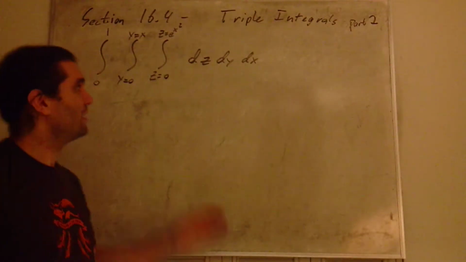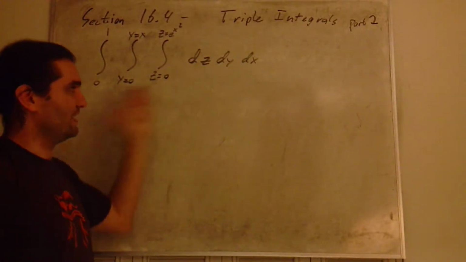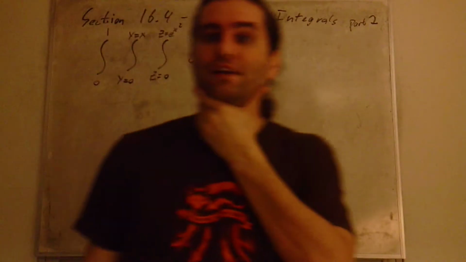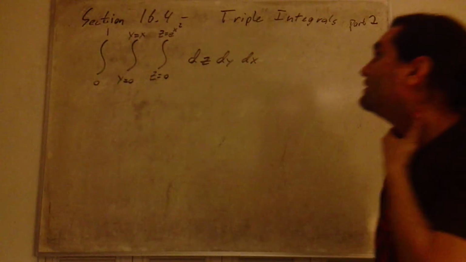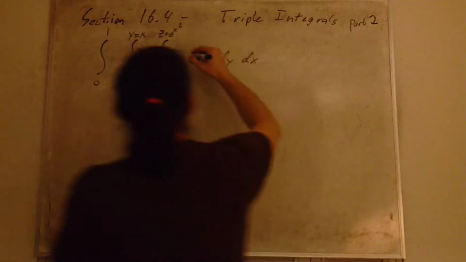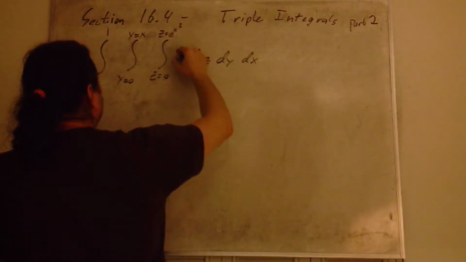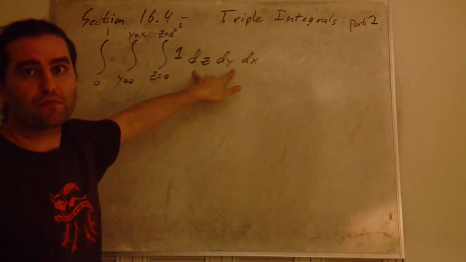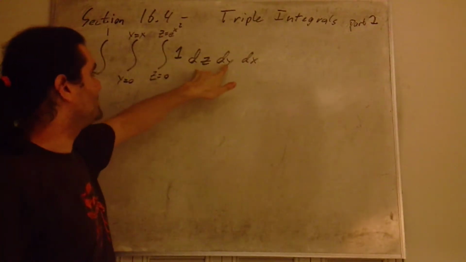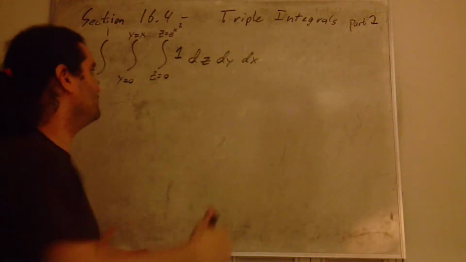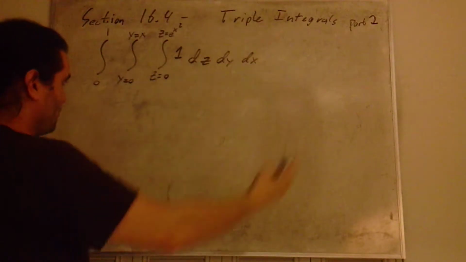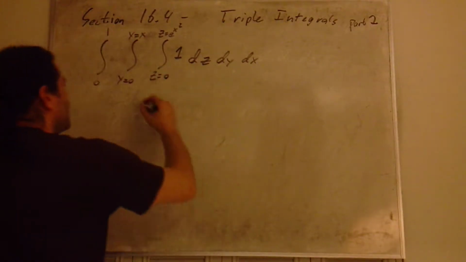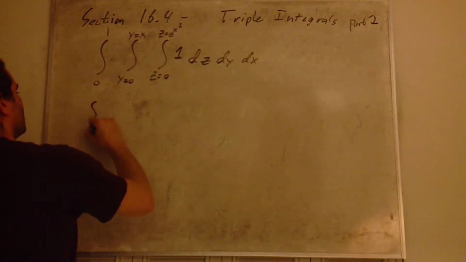Full disclaimer, I haven't actually done this one yet. I just came up with it and I think it works out nicely, but we'll find out together. So if you're integrating the function 1, quick reminder that this represents volume, because dz, dy, dx is already a volume. We don't have to have anything here for this whole thing to give us a volume. 1 is the easiest function to integrate.